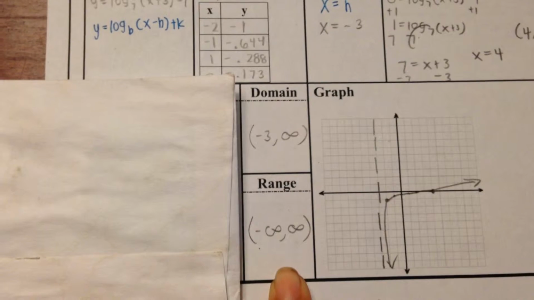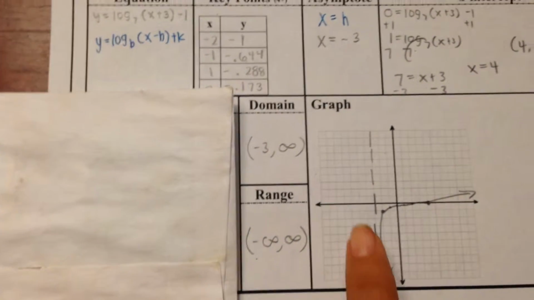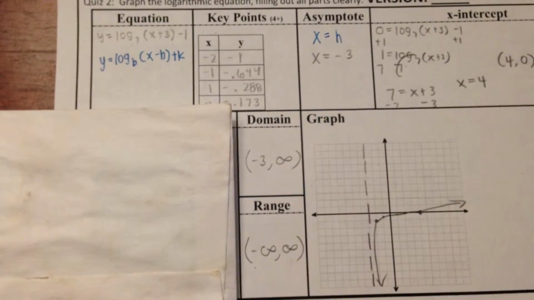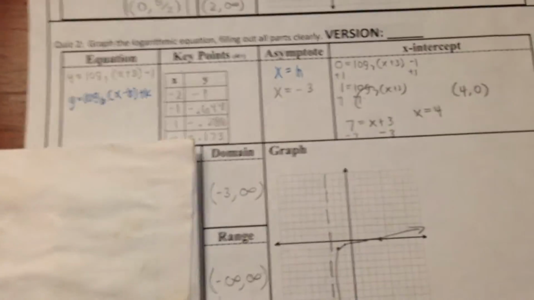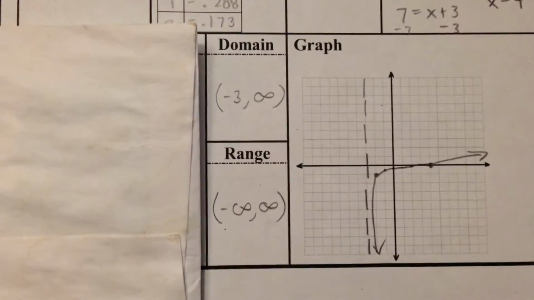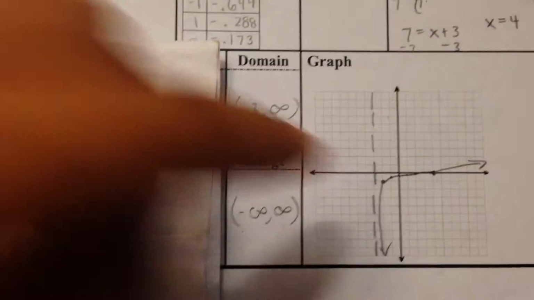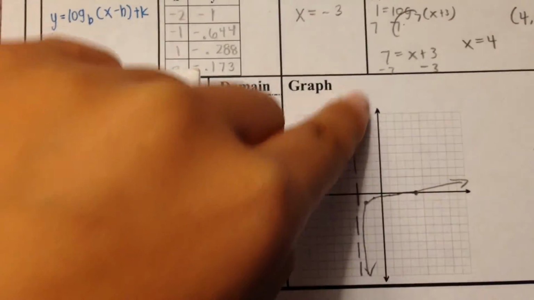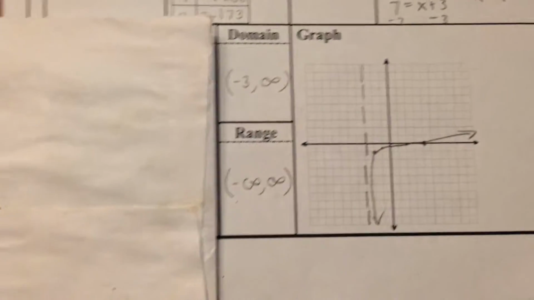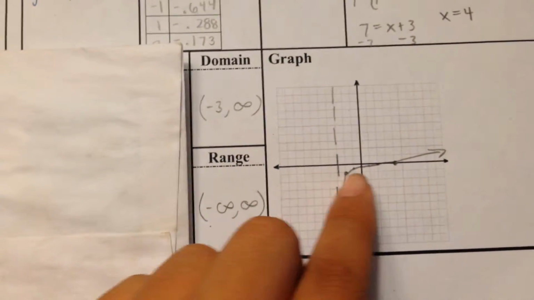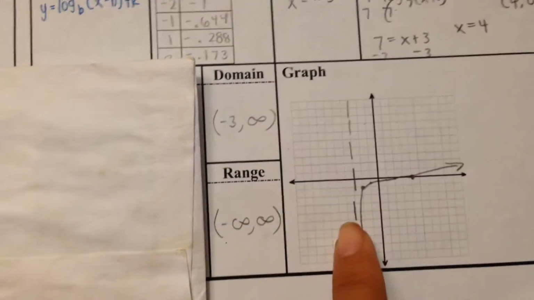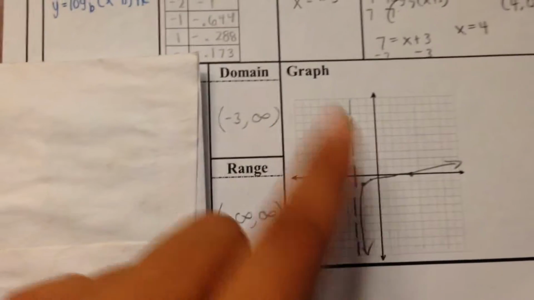And now I look at my domain and range. Because this is a logarithmic function, our range is always going to be infinite, because the function extends on and on, up and down, so there's no restriction. But for the domain, from left to right, we have a restriction because of our asymptote. So from negative 3 to all the positive values beyond that, our graph continues. And you can see right here that it doesn't go over here because of our asymptote.